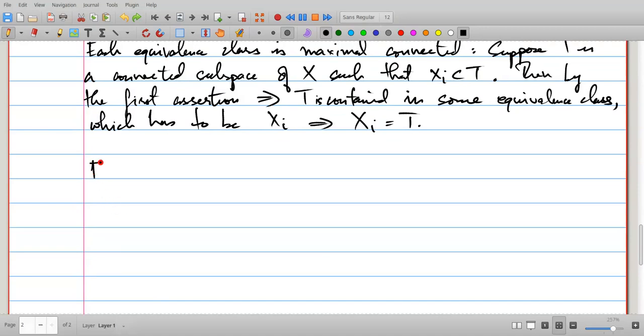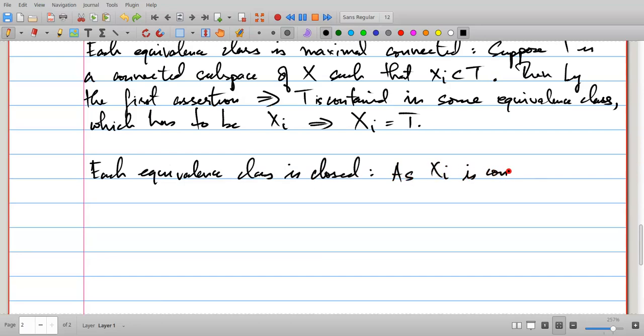And finally, let's prove the last assertion of the proposition, that Xi is closed. So as Xi is connected, this implies that Xi bar is connected. The closure is connected. This is what we saw in the previous lecture. So this implies that Xi is equal to Xi bar using what we just proved, which implies that Xi is closed.